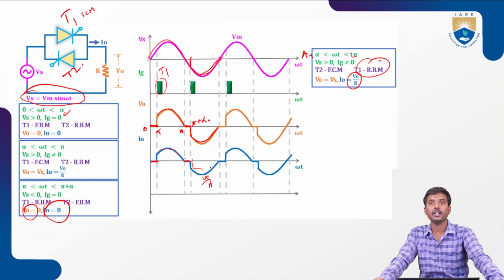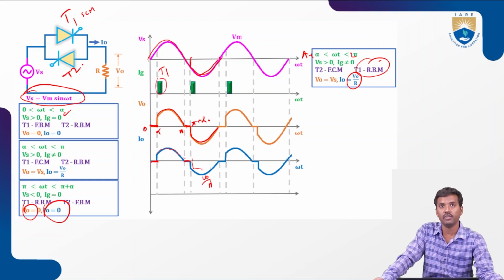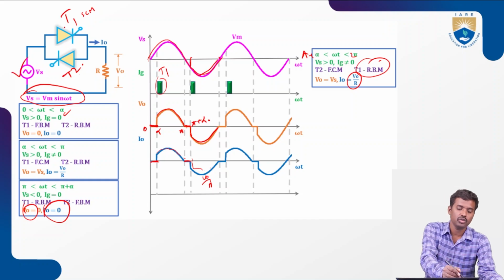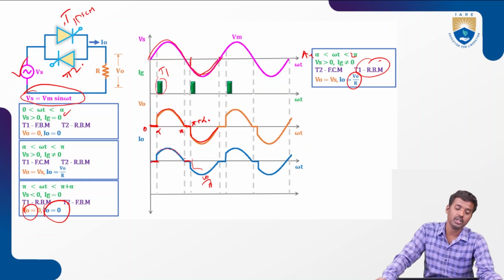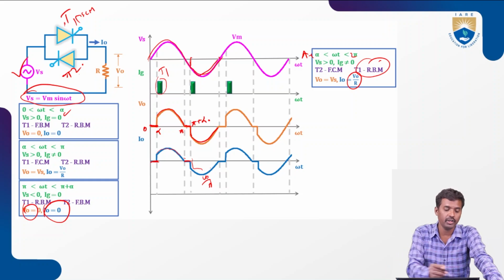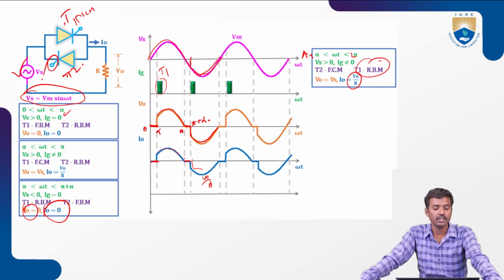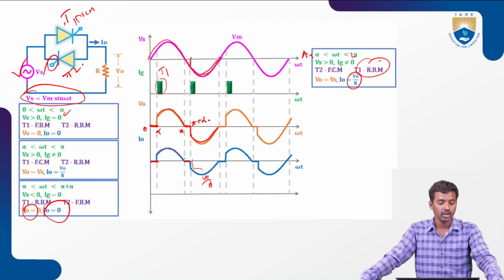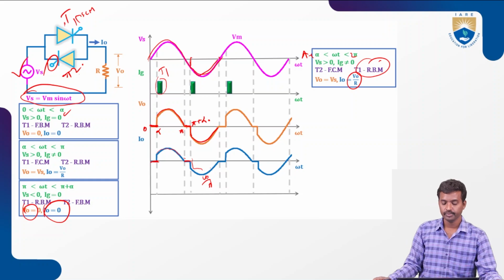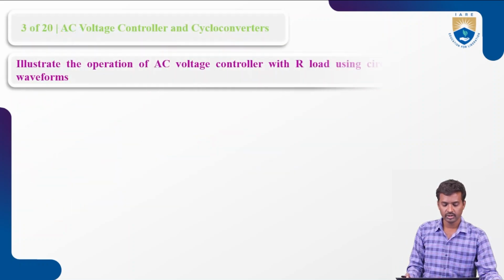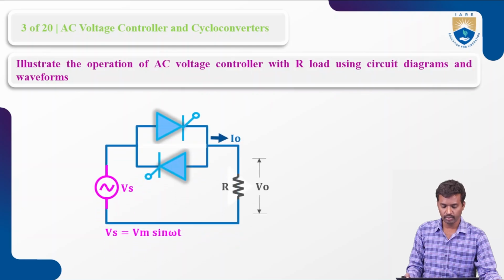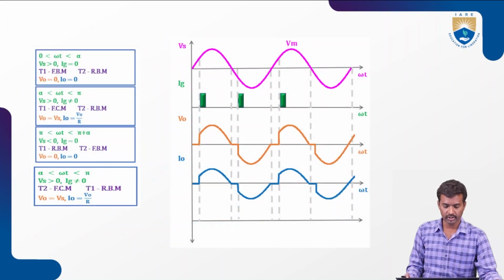Now this is the case for full single phase, where I am using two thyristors: a full bridge, full wave AC voltage controller. If I use a diode instead, that is the single phase half wave AC voltage controller. Next, the AC voltage controller half wave bridge, this I have explained now.